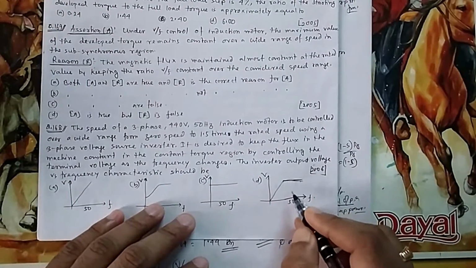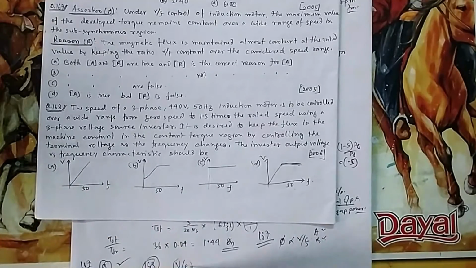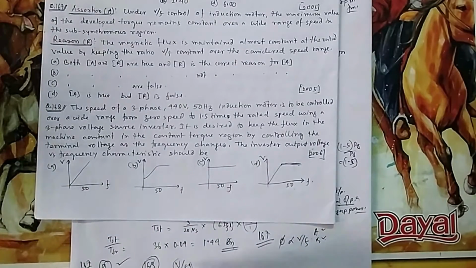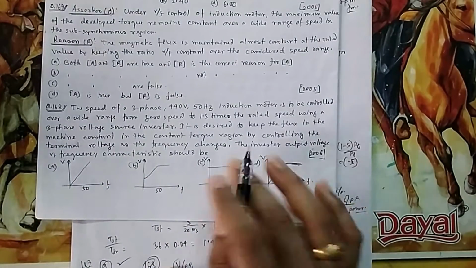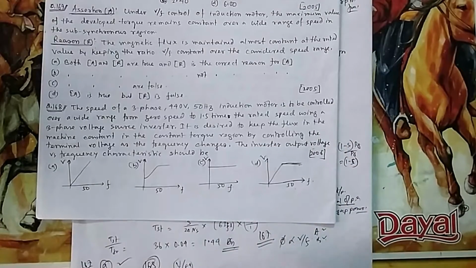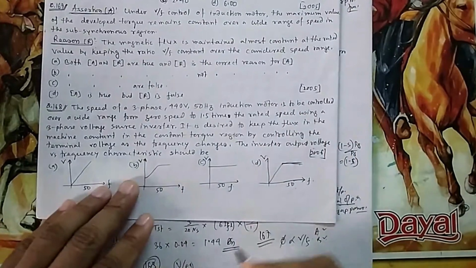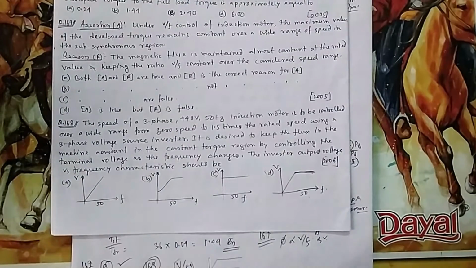So this zone becomes your field weakening zone, because if you keep increasing f without changing V, which is flat, your phi will reduce. That is known as the field weakening region. So that's why the graph will look like this. That is your option D.